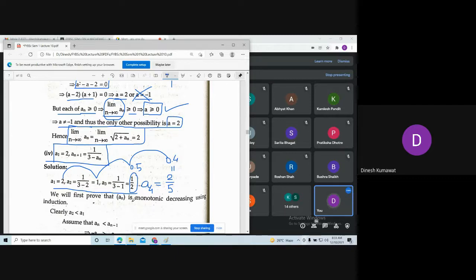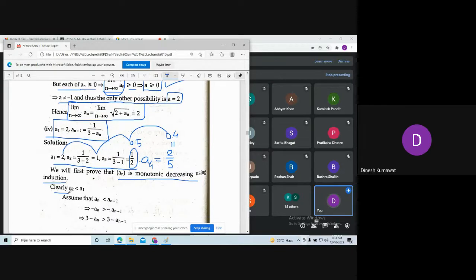Okay, so we will first prove that an is monotonically decreasing using induction. Whenever we do not understand something and we have a particular pattern, we will always use induction. So clearly a2 is strictly less than a1. So this is our p of 1. So p of 1 is true.